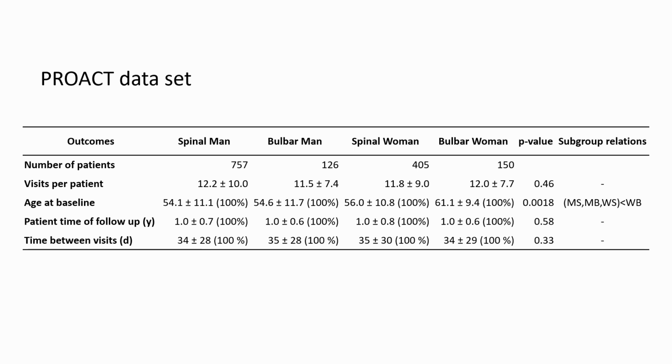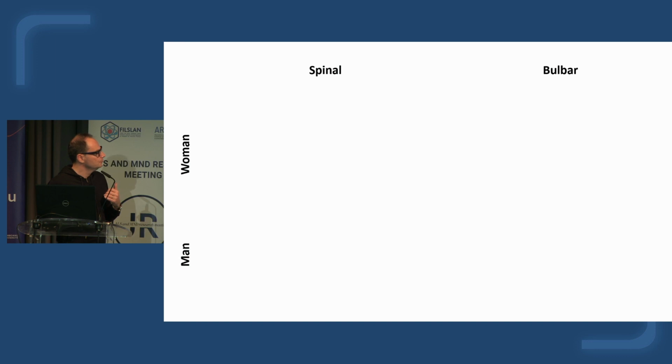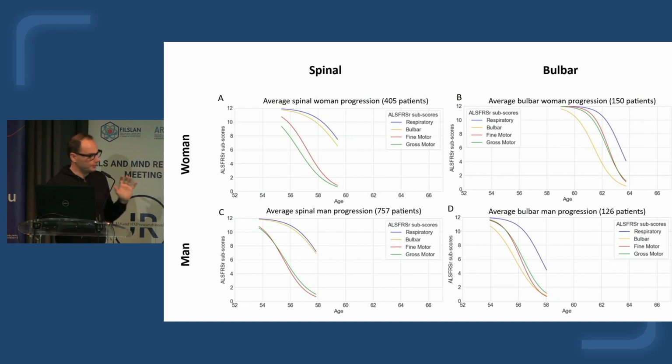And we split the dataset into 4 different subtypes according to gender and to the site of onset, so either spinal or bulbar subtype. And so you see you have a fairly high number of visits per patient and quite a decent follow-up time. And so we use that to build this model of progression. We used 4 different subscores of the ALS-FRS: respiratory, bulbar, fine motor, and gross motor subscores of the scale.